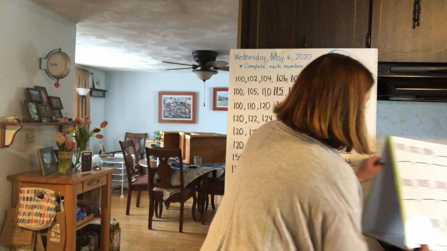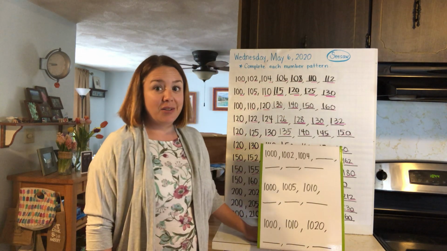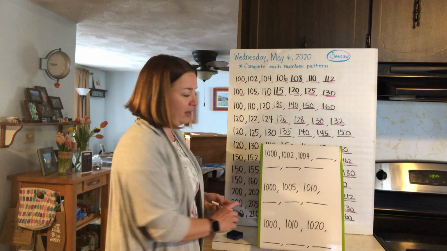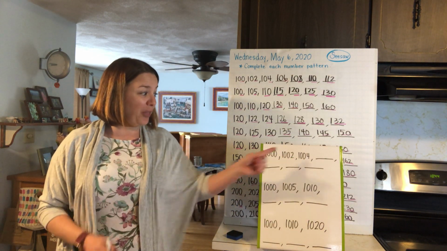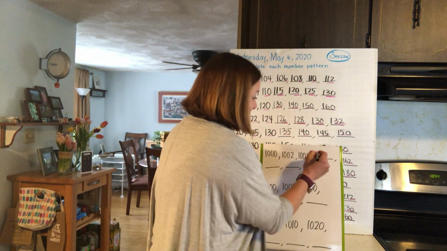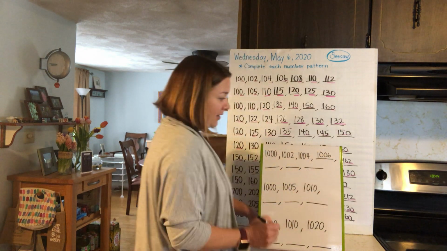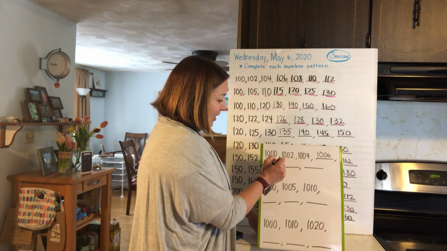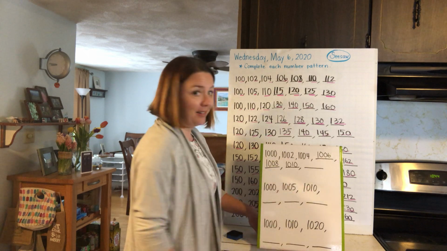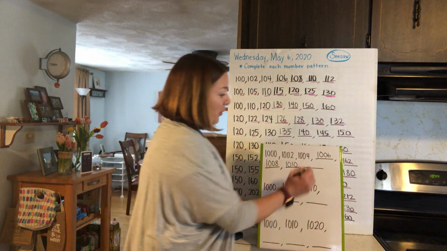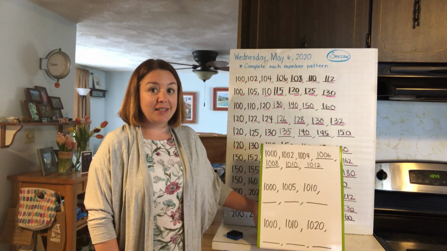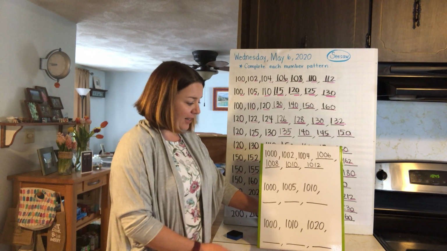Now we're going to work on skip counting in the thousands. So I'm starting with 1,000, 1,002, 1,004, 1,006. We're counting by twos: 2, 4, 6, 8. 1,008, 1,010, that's how you write it, 1,012. Yeah, thousands have four digits. All right, there's the next one.